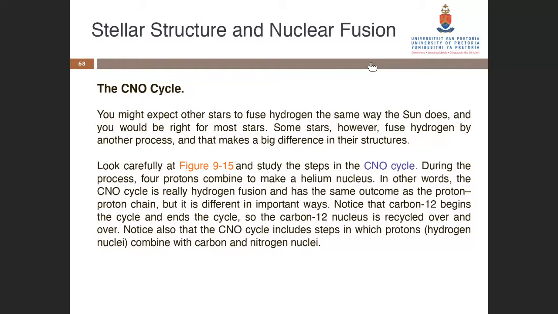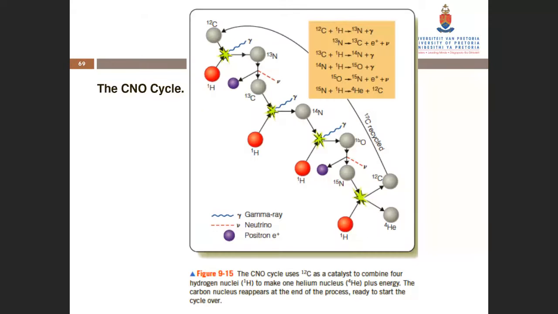Notice that carbon-12 begins the cycle and ends the cycle. So the carbon-12 nucleus is recycled over and over. Notice also that the CNO cycle includes steps in which protons, so hydrogen nuclei, combine with carbon and other nuclei. So here we can see the CNO cycle. Carbon-12 acts as a catalyst to combine 4 hydrogen nuclei to make 1 helium nucleus plus energy. The carbon nucleus reappears at the end of the process, ready to start the cycle over.